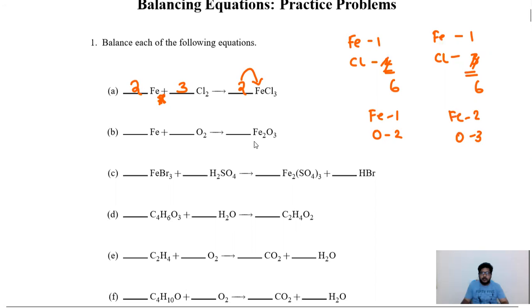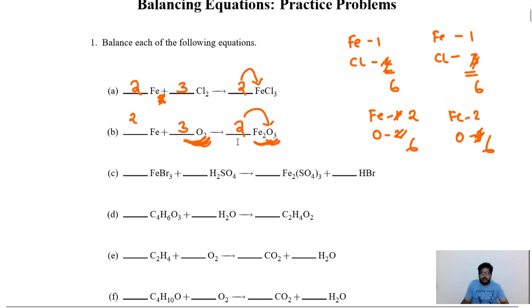Now anyhow we have 2 irons here. You can substitute 2 first. Let us see 2. Now iron has become balanced. 2 iron, 2 iron. Okay, but oxygen is not balanced. Here it is 2 and here we have 3. So we don't have any option. We have to put 2 here, 3 here. Now if you put 3 here, 3 into 2, that is 6. And here if you put 2 into 3, that is 6.